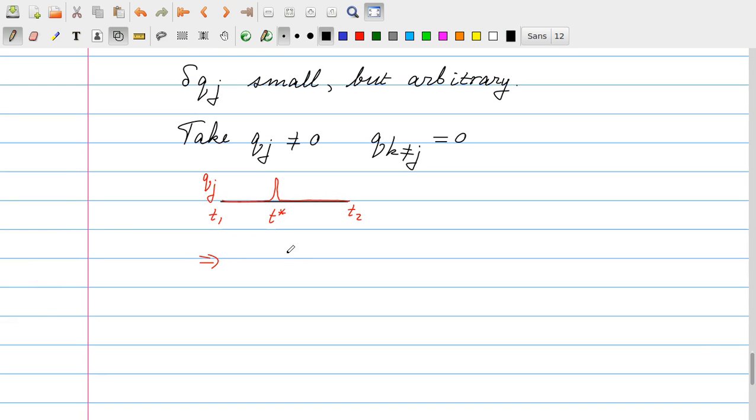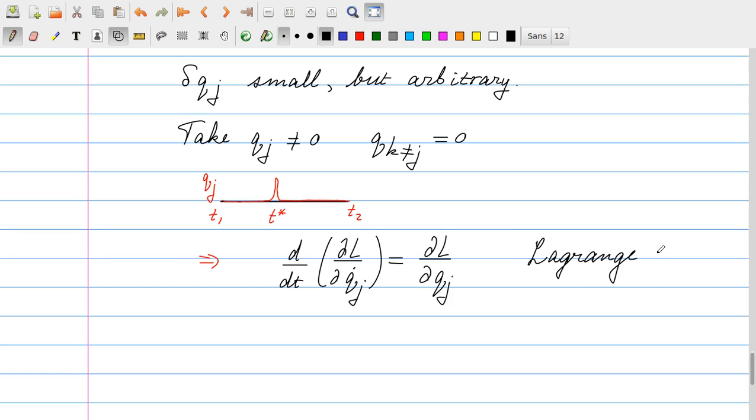that d/dt of dL/dqj dot is equal to dL/dqj, and these equations are known as the Lagrange equations of motion. Sometimes people call them also Euler-Lagrange equations.